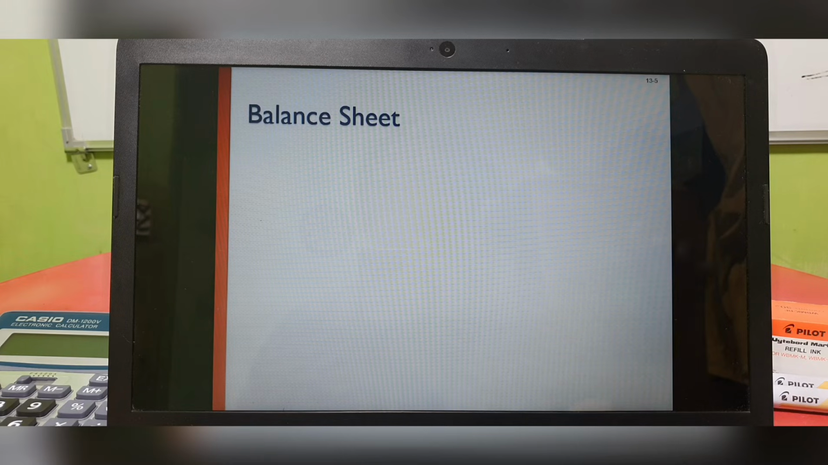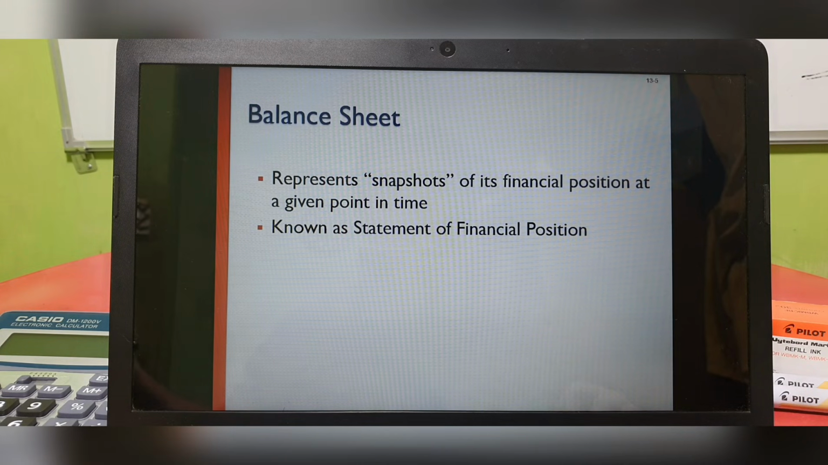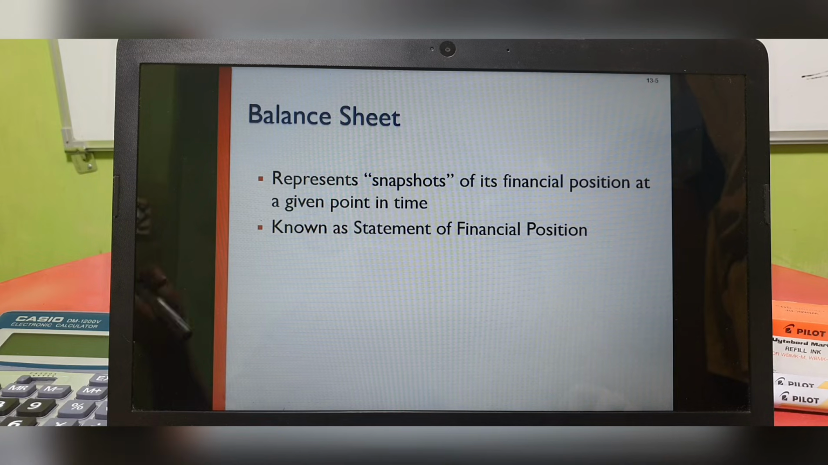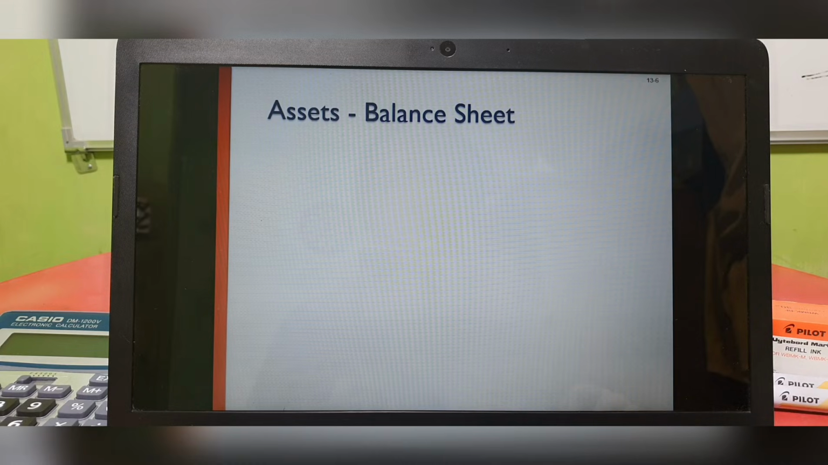Okay. Balance sheet, ano nga ulit ang balance sheet? This is just a snapshot of the financial position at a given point in time. For example, December 31, 2019. This is also known as your statement of financial position, wherein you can find that the total assets are equal sa total liabilities and shareholders' equity or capital.